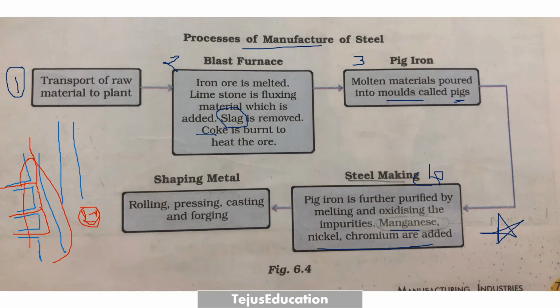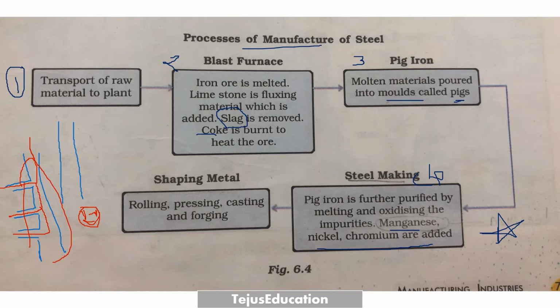Okay children. Now nickel. What is the role of nickel? It increases toughness. Chromium, it resists corrosion. Rust doesn't happen because there is chromium. The chromium is added while steel is made. So this is very important.